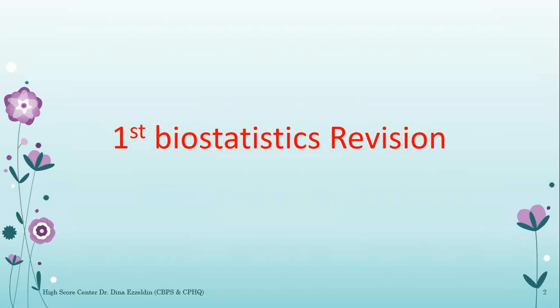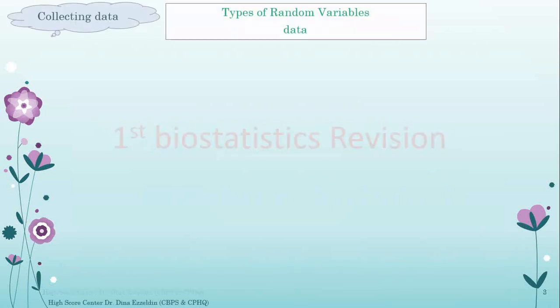Now we will start our lecture today. It's about biostatistics and trials. These two chapters are very important in the exam. Around 30% of the exam, not less than 50 questions, is about these two chapters. I hope you will like it, and we will talk first about biostatistics.